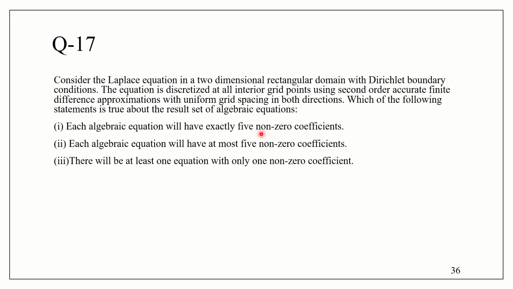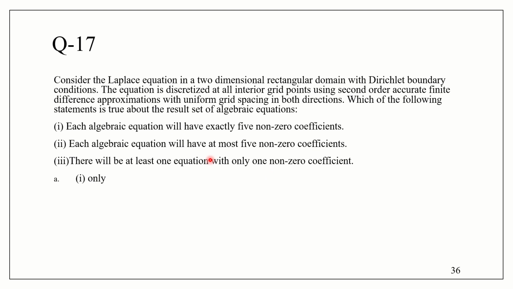So the non-zero coefficients would be vanishing. It need not be that all 5 non-zero coefficients would be present, but at the max it can have 5 non-zero coefficients. So the second statement is right, the first statement is false, and for the third statement, there will be at least one equation with only one non-zero coefficient. Again, it cannot be true. One non-zero coefficient in an equation is not possible, because that would be giving out a direct solution. So the second statement is the only right statement.